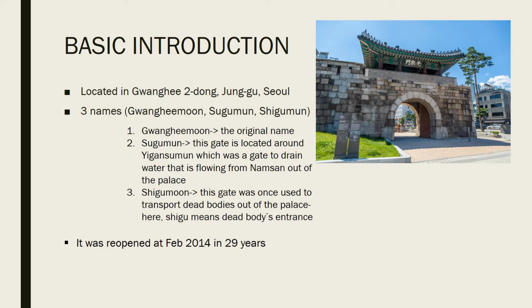So these are about the basic main gates in Seoul. There are 4 big main gates and 4 small main gates. And besides the 4 small main gates, there was this KwangHeeMun Gate, which was the east gate for transporting dead bodies. And there was also a gate named Seosomun, which was the west gate for transporting dead bodies.